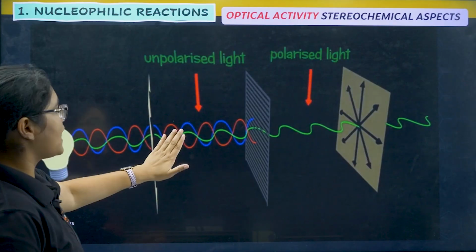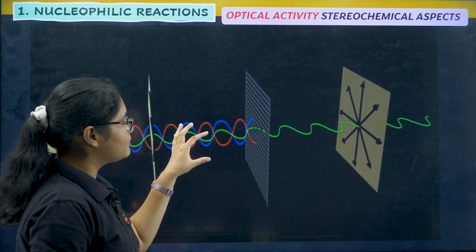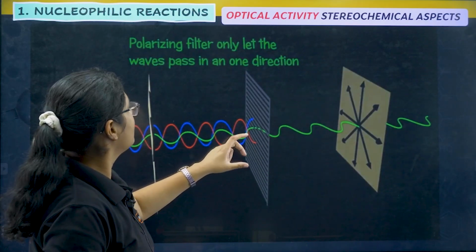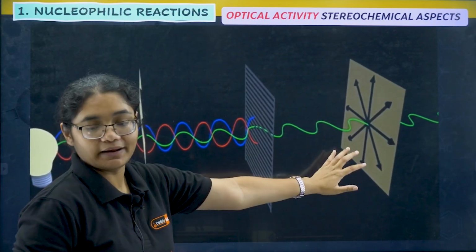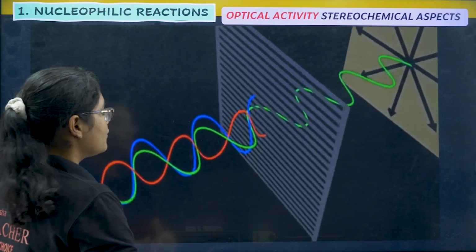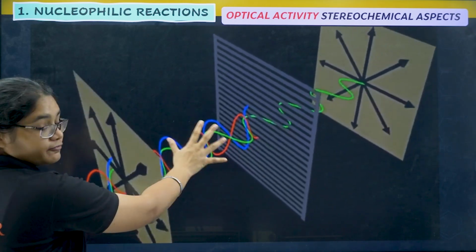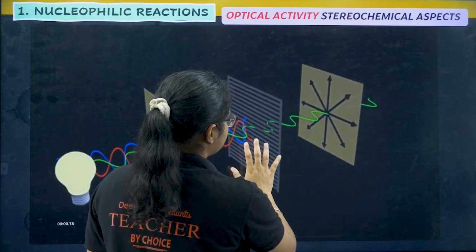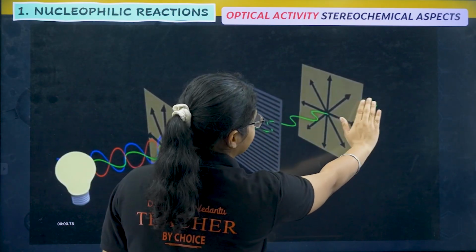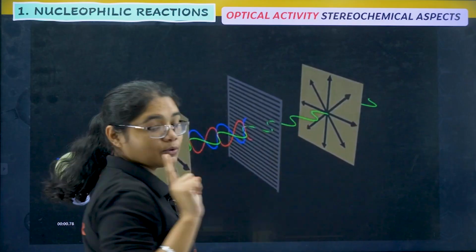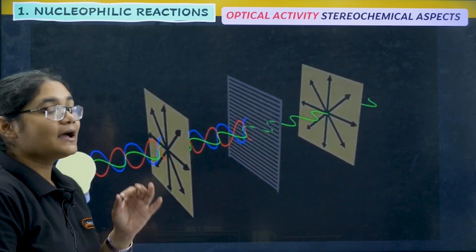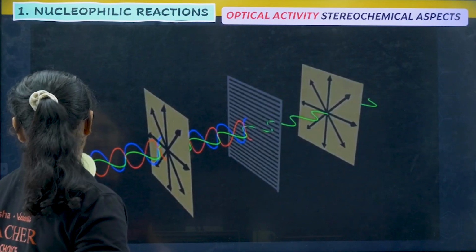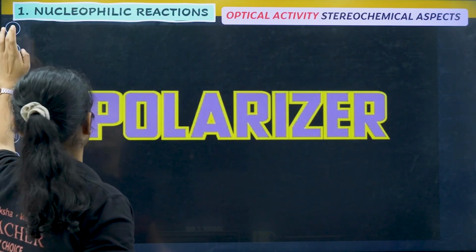Now this is unpolarized light. When this unpolarized light passes through this particular instrument, what happens? You find only one type of field is remaining. This light was having all types of field, and after passing through this instrument only one type of field is present. Now this light which has only one type of field is called plane polarized light. Why we are talking about plane polarized light, we will be discussing in the next slide.